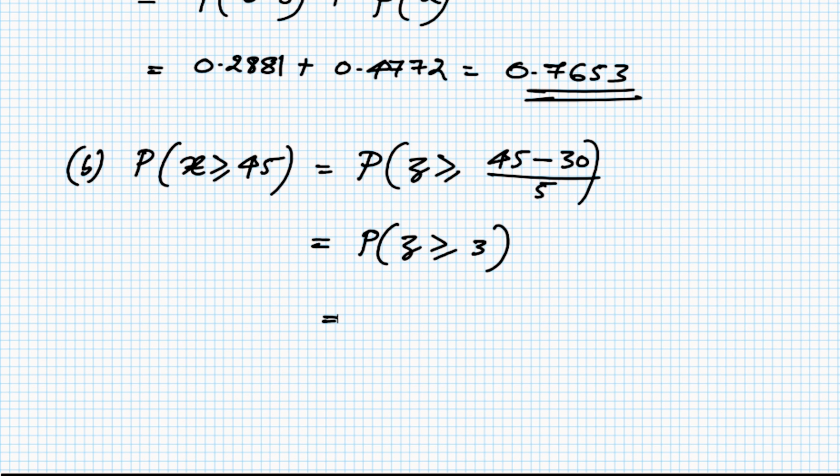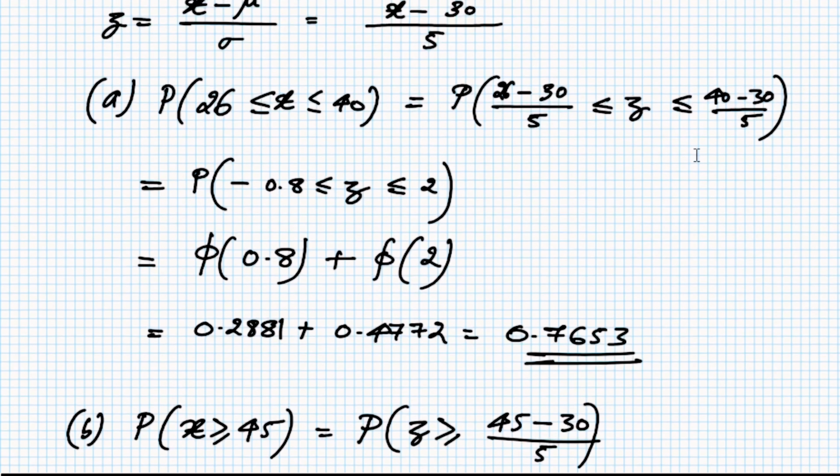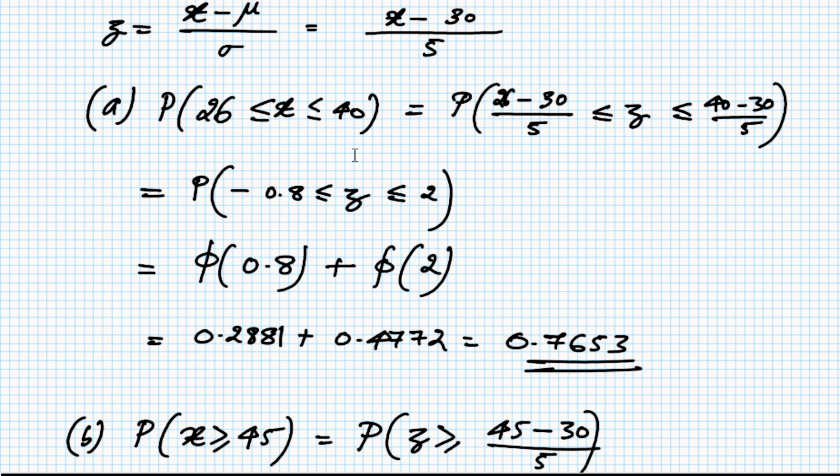Excuse me, sir. Sir, please explain part A once. Yes, sure. So the conversion part you are fine with, right? The conversion from X to Z. I hope that is clear. Yes, sir. Sir, why have we added 0.8 plus 0.2? Yes, I'll draw something and explain that with a graph.